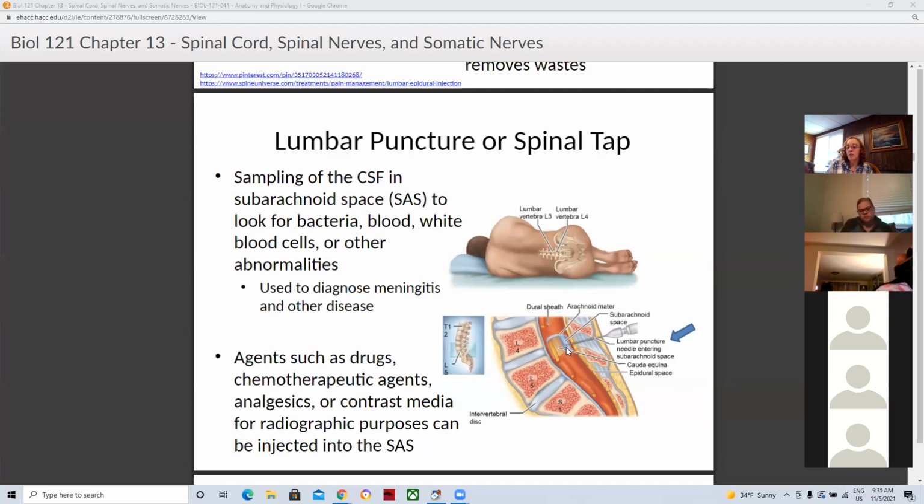Because your brain and your spinal cord are essentially floating in this cerebrospinal fluid. It's a buoyancy thing. And when you remove a volume, you remove pressure that needs to be regenerated before you get up and move around again.